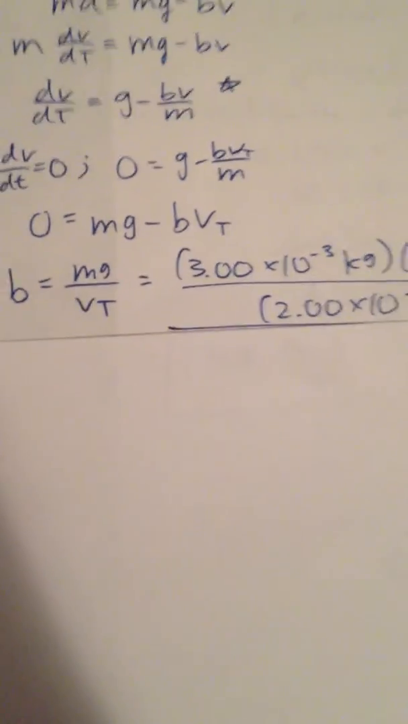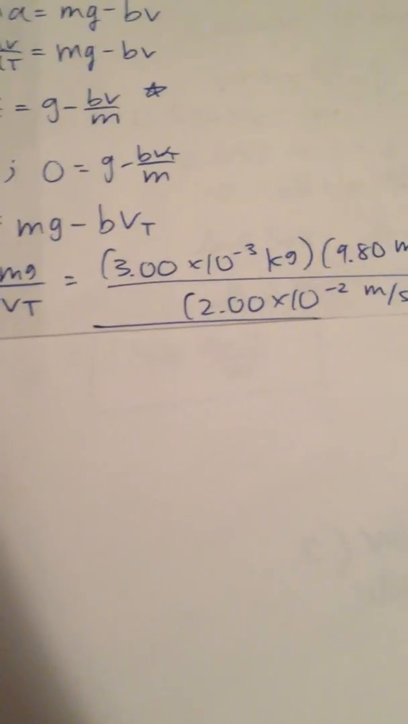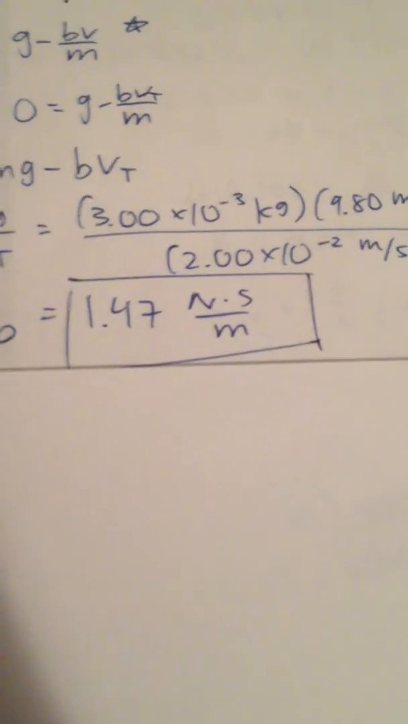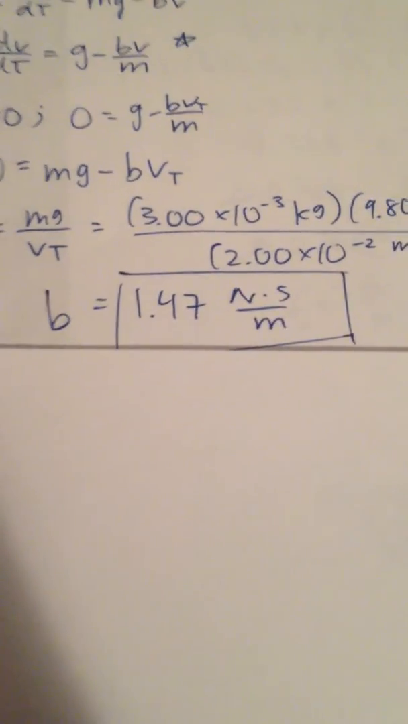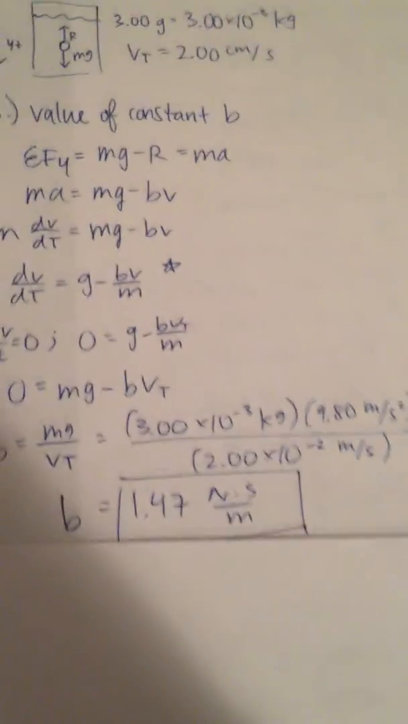And we can then just plug in our known variables, which is mass times gravity divided by terminal velocity, to get b equals 1.47 newtons times seconds over meters. So that is part A.